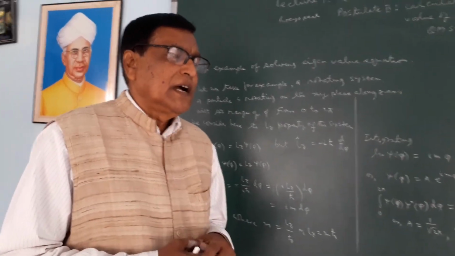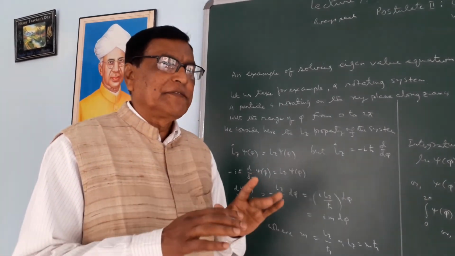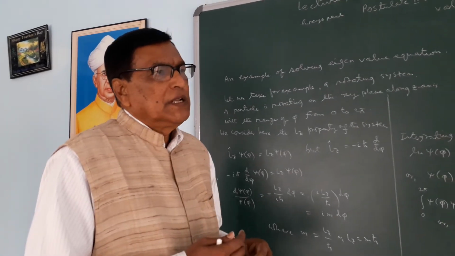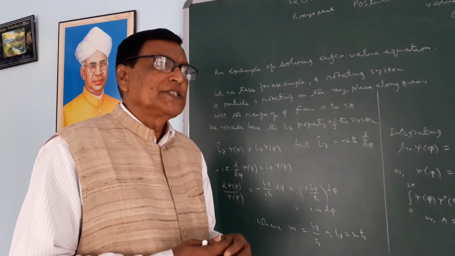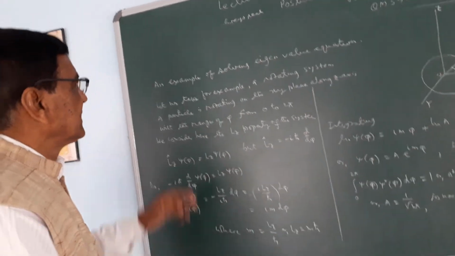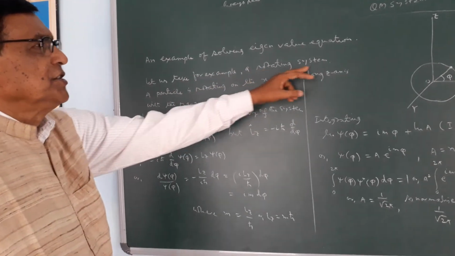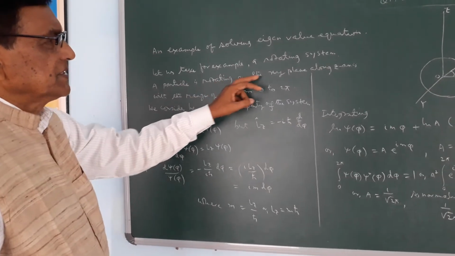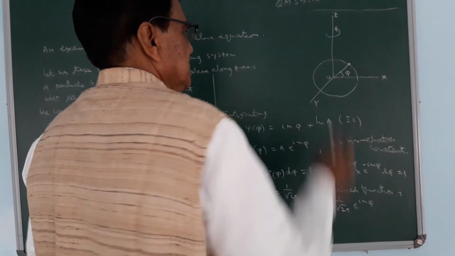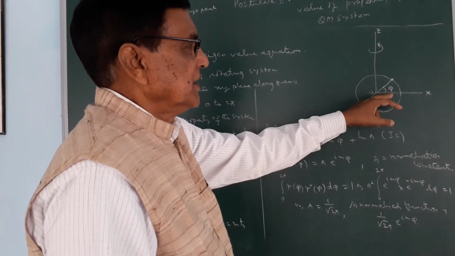Now I shall see how the eigenvalue equation is solved to get the expression of the eigenfunction and the value of the property, meaning the eigenvalue, by solving the eigenvalue equation with some boundary conditions. As an example of solving an eigenvalue equation, I take a rotating system. A particle is rotating on the xy plane about the z axis. The angle phi is changing while the particle is rotating, and the range of phi is 0 to 2 pi.